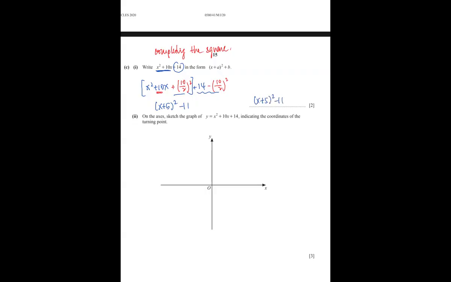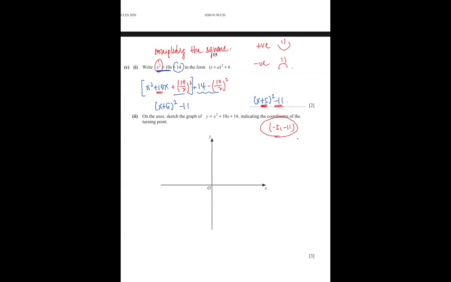Okay, on the axis, sketch this graph. Now, the completed square form has an advantage. That's because it gives you the turning point of your quadratic, which is the negative of this and this. So your turning point is negative 5, negative 11. Now the coefficient of x squared is positive, so your curve will be smiling. Remember that if your coefficient is positive, your curve is smiling. If the coefficient is negative, your curve is frowning. So this will be your minimum point.